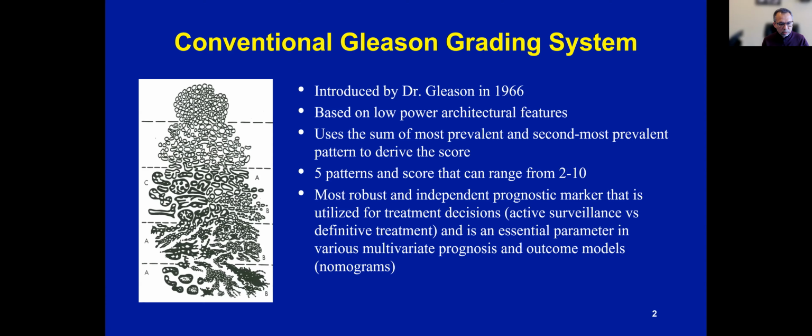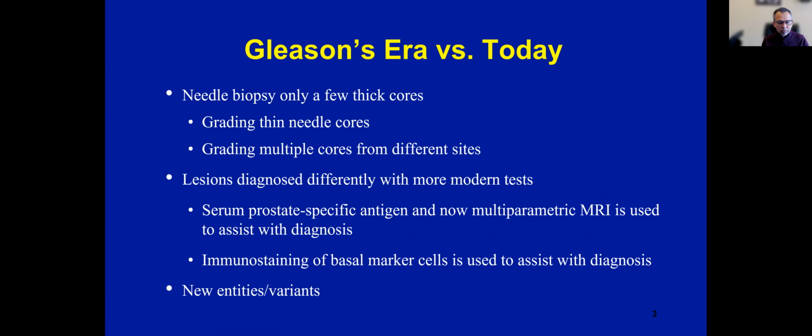You may argue, if that is the case, why do we really need a more contemporary approach to Gleason grading of prostate cancer? I think this slide shows you important differences between when Dr. Gleason described this in 1966 and our contemporary practice today. In the 60s, needle biopsies were thick core. We were sampling only selected targeted areas of the cancer because cancers were more obvious.